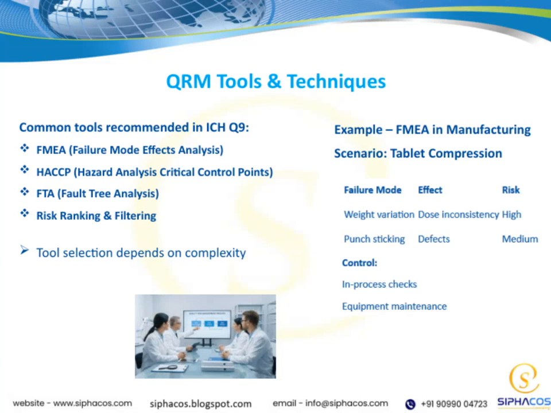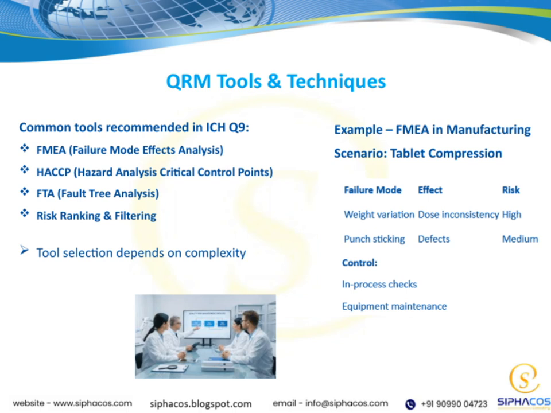Let's look at an example of applying FMEA in manufacturing, specifically in a scenario like tablet compression. When we talk about QRM tools and techniques, there are several that are commonly recommended by ICH Q9. These include FMEA, which stands for Failure Mode and Effects Analysis, as well as HACCP, or Hazard Analysis Critical Control Points, and Fault Tree Analysis, known as FTA. Additionally, risk ranking and filtering are important techniques we use to prioritize risks.